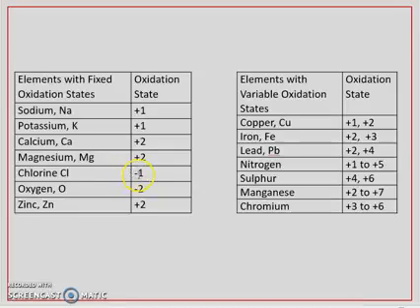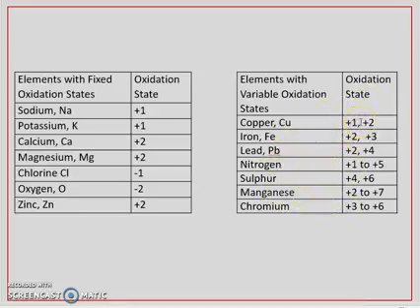Chlorine is always -1, except in a few cases. Oxygen is always -2. Zinc is always +2. Why I gave this on the screen is that you should get used to these ones that have fixed oxidation states, because if you are asked questions about oxidation number, they won't give you these, as you are meant to know them already: their oxidation states don't change. But for the ones that have variable oxidation states, you may be asked to find them. Are you getting me? So that is why we are treating oxidation state.